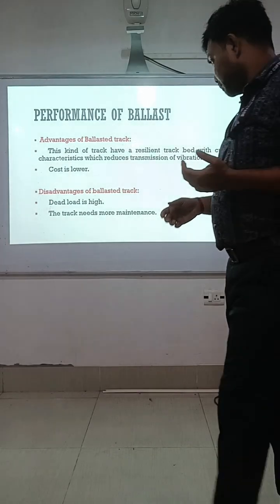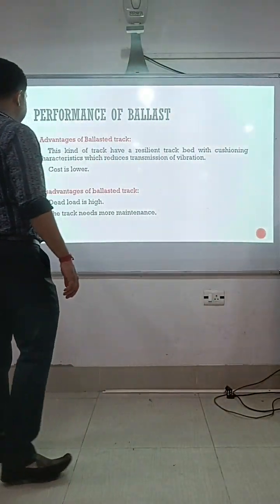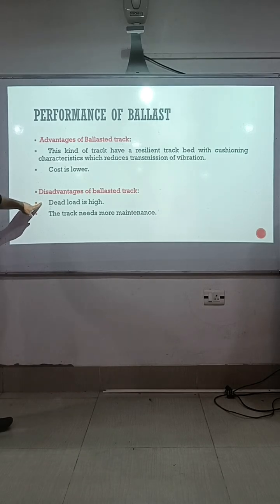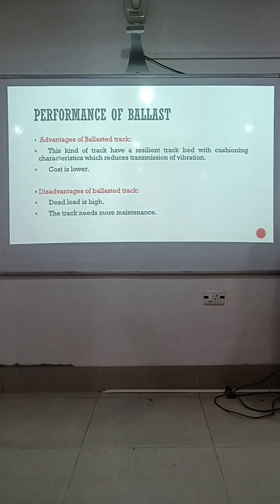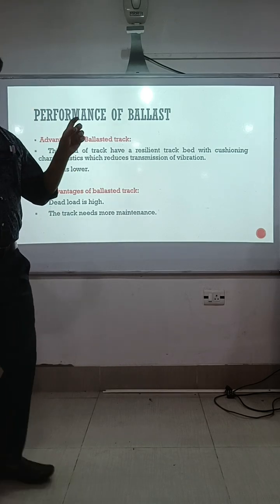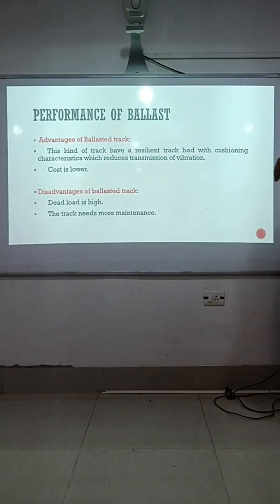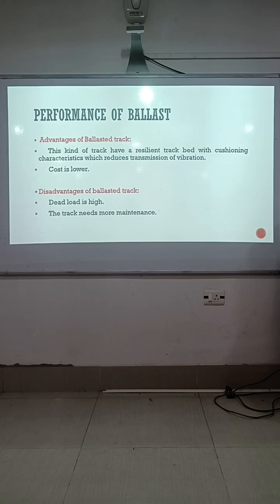So in this case the dead load is high, which means a higher section of the slab of the elevated or underground structure, a higher cross section, should be provided, and more maintenance should be provided. That means the total cost will again be increased. So these are the disadvantages of ballasted tracks.